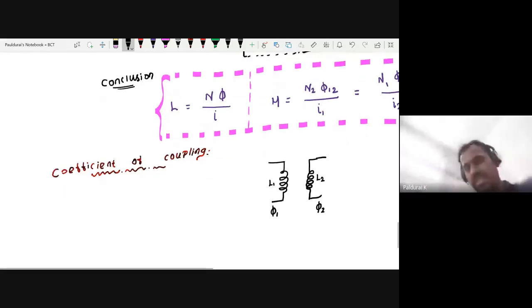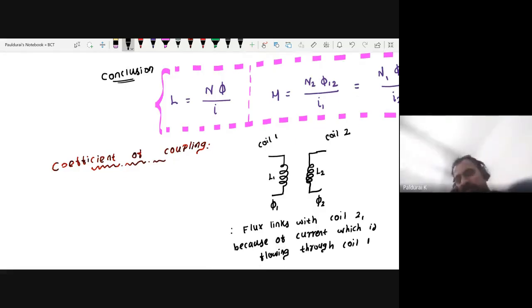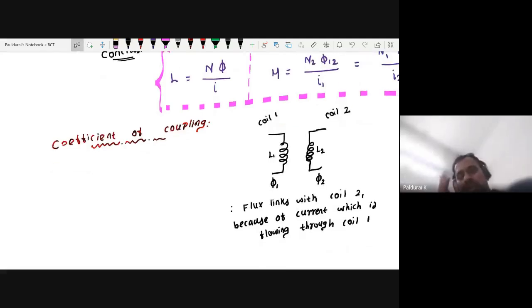I am asking you one question. Flux links with coil 2 because of, okay, so flux links with coil 2. This is my coil 2. So coil 2 ulla flux links, because of obviously the current which is flowing through coil 1, right? So because of current which is flowing through coil 1, what is the name for this? Is it φ12 or φ21? Flux links with coil 2. I'm clear this time. So because of the current which is flowing through coil 1, coil 2 ல உள்ள flux linkage-க்கு என்ன பேரு? Is it φ12 or φ21?